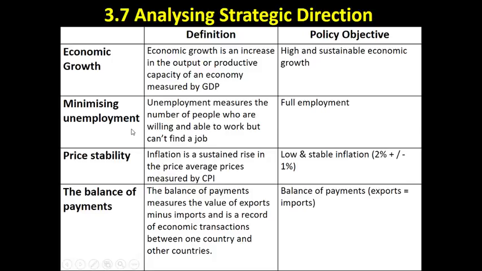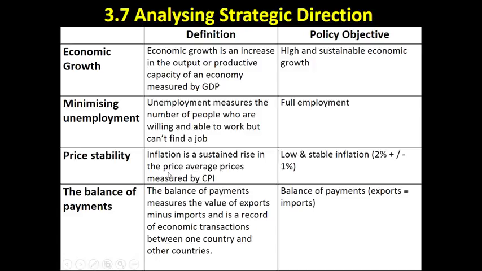The government also wants to minimise unemployment. Unemployment could be defined as the number of people who are willing and able to work but can't find a job, and the policy objective is full employment. Price stability is about prices remaining relatively constant. Inflation is what we call price rises.